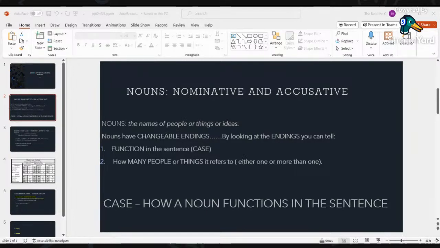Rev C here. We are going to continue picking up where we left off a while ago in our Greek class. So, this video, we're just going to look at the nominative and the accusative case. The nominative and the accusative cases.